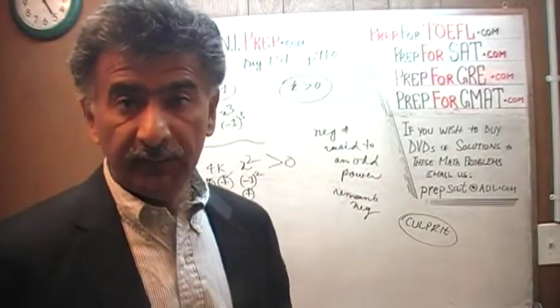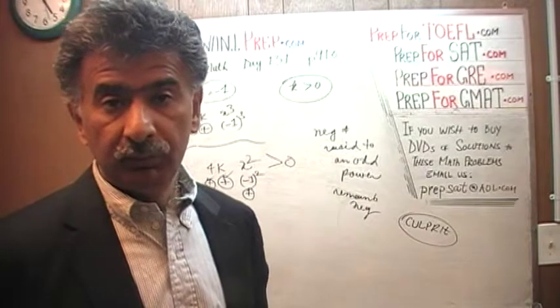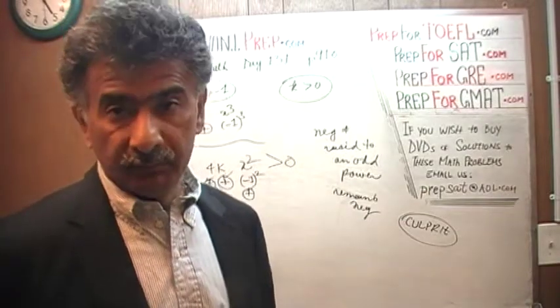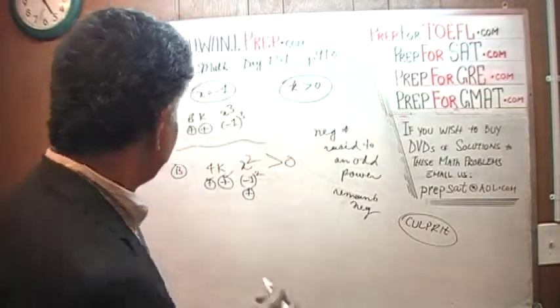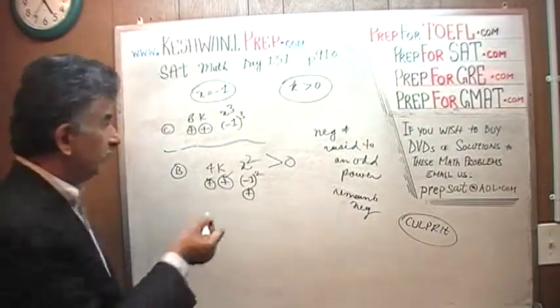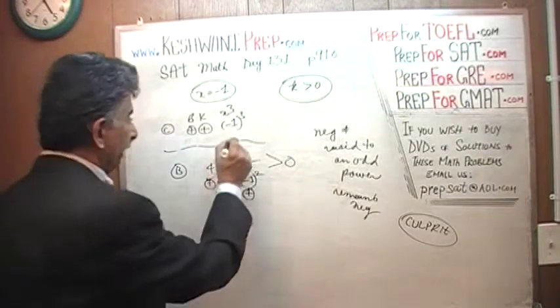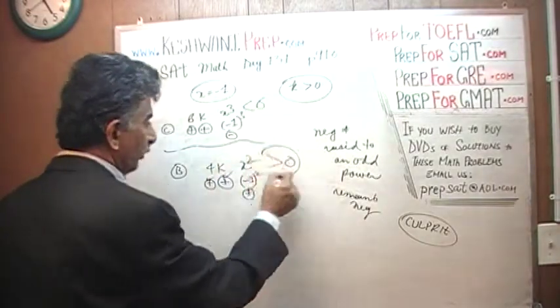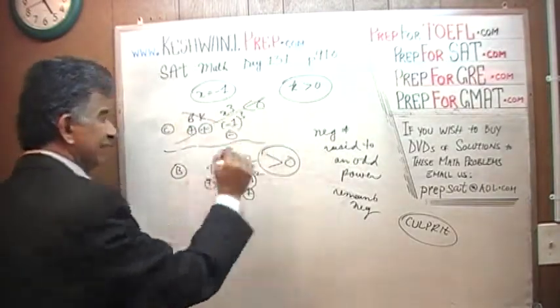-2 raised to 5 is a negative number. -2 raised to 22 is a positive number. This is a negative quantity. So again, we have positive times positive, which is positive, times negative, it's going to be negative. This is less than 0. B was more than 0. So again, C is out of the game.